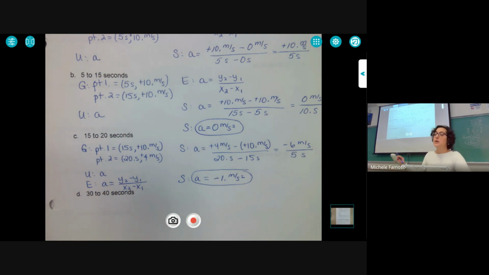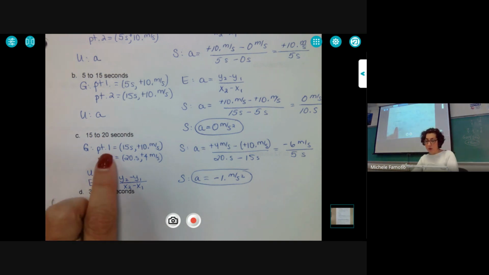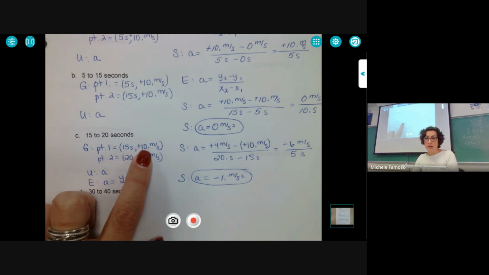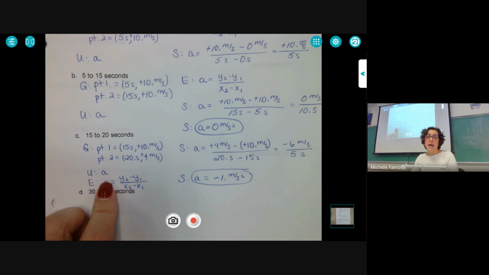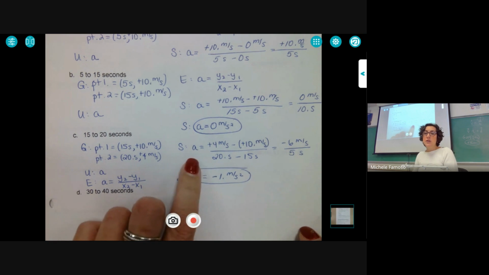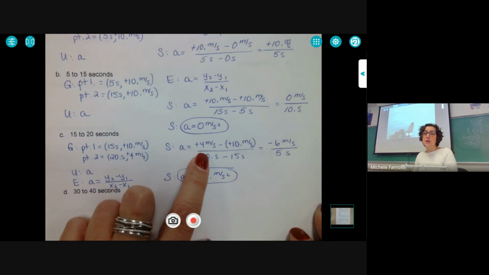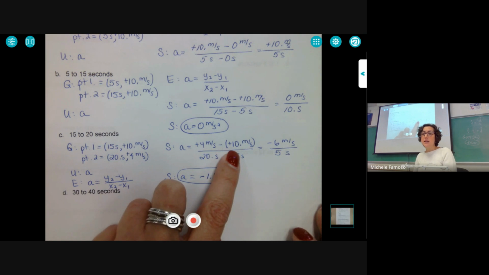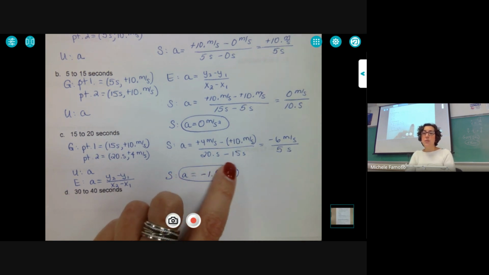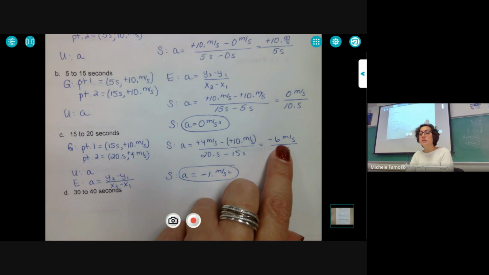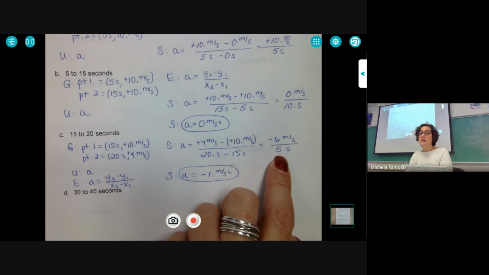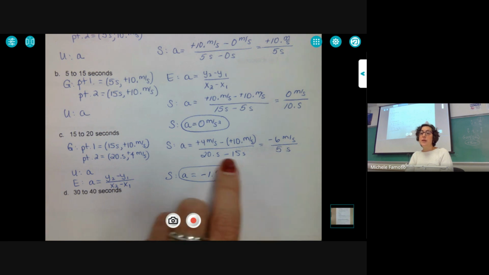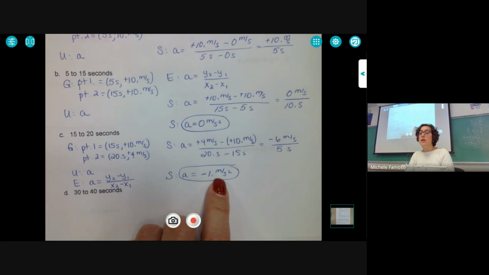All right, let's check your work. In section C, point 1 is 15 seconds and positive 10 meters per second. Point 2 is 20 seconds and positive 4 meters per second. I want the acceleration A. The equation is A is y2 minus y1 over x2 minus x1. So my substitution, A is positive 4 meters per second minus positive 10 meters per second, all over 20 seconds minus 15 seconds. So the numerator is negative 6 meters per second, and the denominator is 5 seconds, 1 sig fig. So my answer gets rounded to negative 1 meter per second squared.